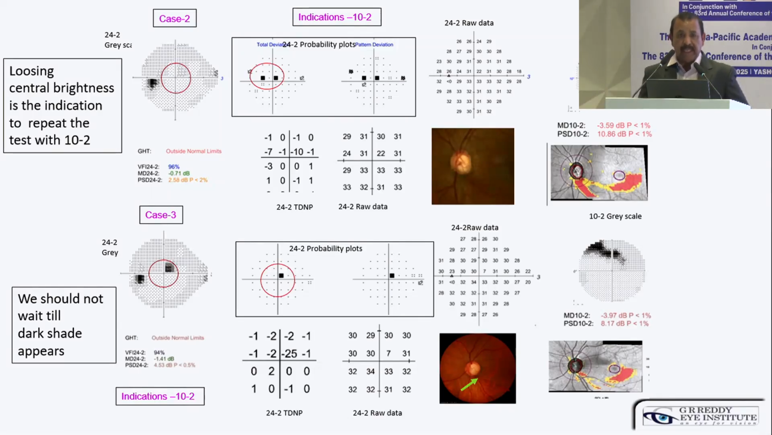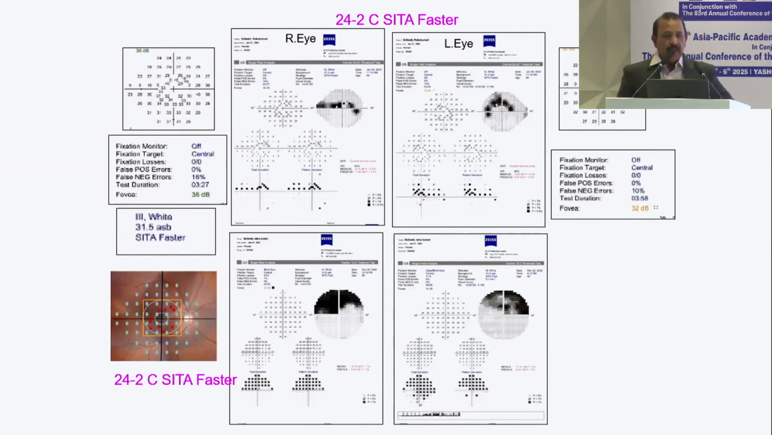So we should not wait till the dark shade appears in the grayscale. Appreciating the loss of brightness within the 10 degrees is an early indication to repeat the test with 10-2. So when the 24-2 came into existence, not to miss, ask for 10-2. You please remember, 24-2 is not the substitute for 10-2, because we are not finding any points within 3 degrees. Even in 24-2, no points are there within 3 degrees. Therefore, for macular split, fixation split, we have to ask for 10-2.